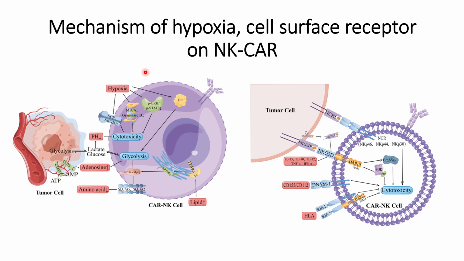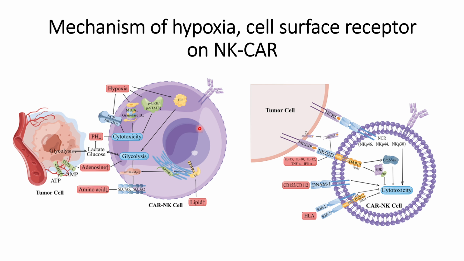In this video, we will discuss the mechanism of hypoxia on the cell surface receptors of CAR NK cells. We will discuss how hypoxia affects the receptors on the CAR NK surface, and in the other figure, on the right hand side, how these different receptors on the CAR NK play a role.